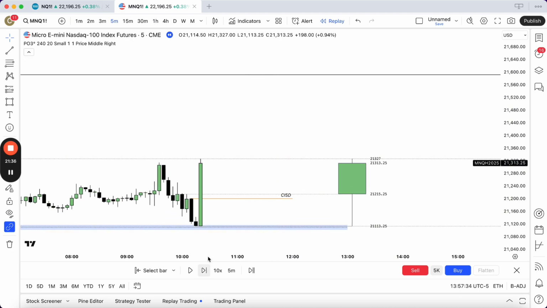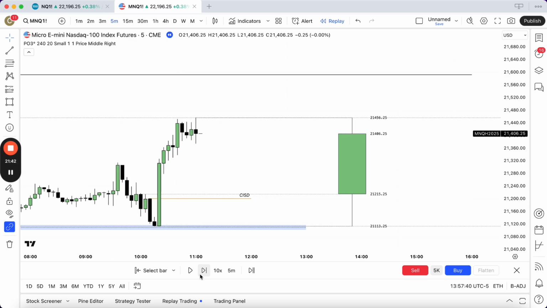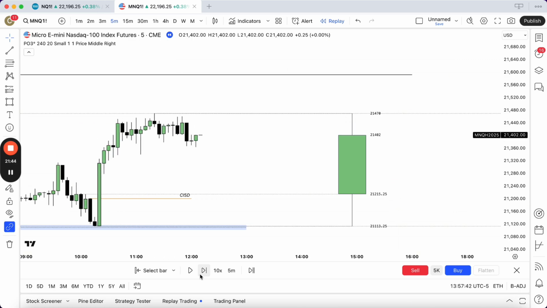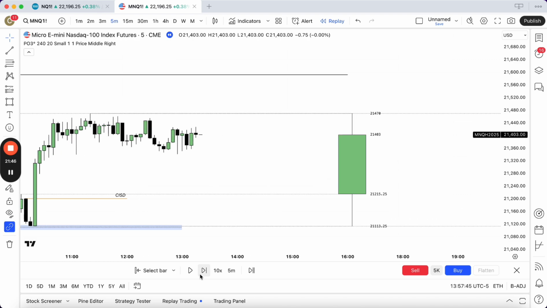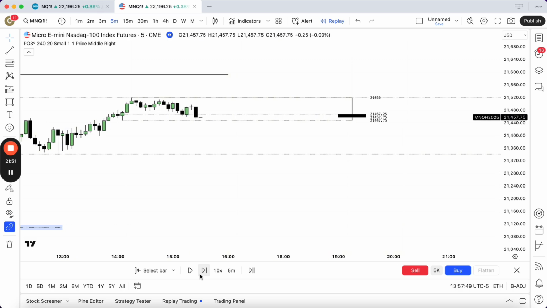So let's see what happens. If we get a retest of this change in state, I would take that. But from this candle, it looks like we're never going to retest that level. So we didn't get an entry there unless we retest the level. Looks like we're not going to ever.